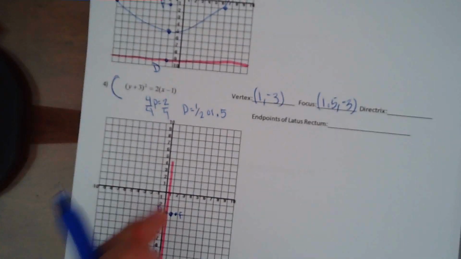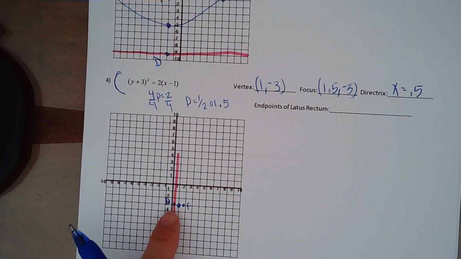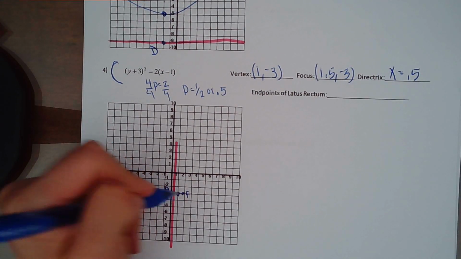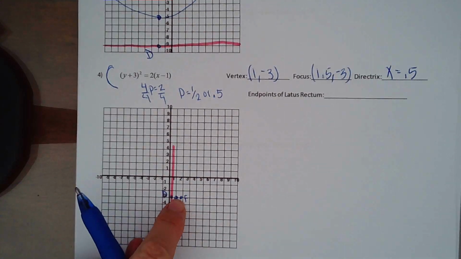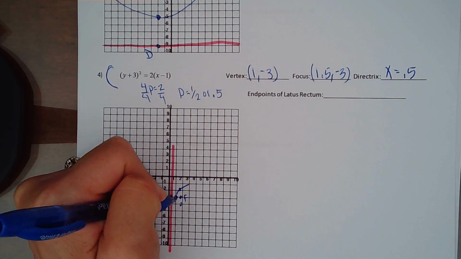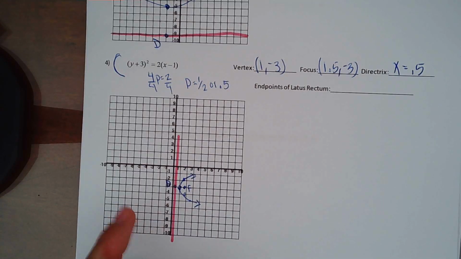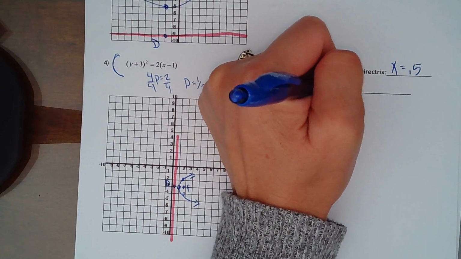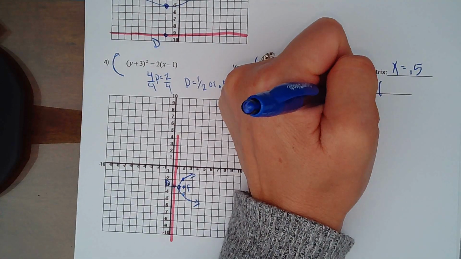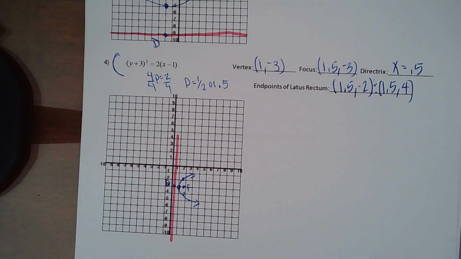My directrix crosses through the x-axis, so it's going to be x equals 0.5. And now I'm going to count the distance between the two, which is simply over a half. Over a half is actually 1. So from my focus, I'm going to move up 1, and I'm going to move down 1, and I'm going to draw my little tiny smushy parabola. And those points on my focus are going to be 1.5, comma, -2, and 1.5, comma, -4. Whoops, -4.